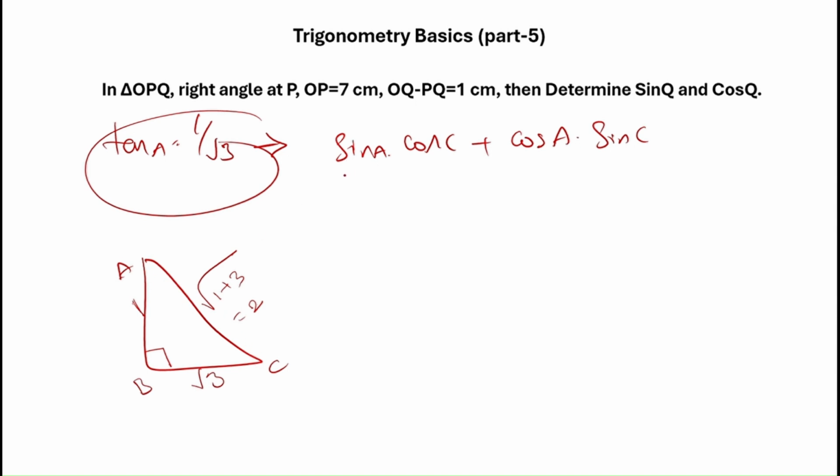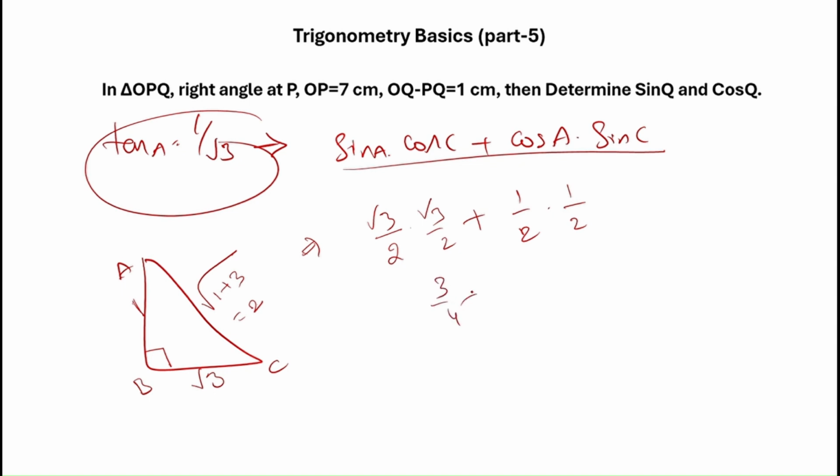Now all the three sides are known, so you can find out sin A, cos A, sin C, cos C. So sin A will be root 3 by 2 and cos C will be root 3 by 2. Similarly cos A will be 1 by 2 and sin C will be 1 by 2. So simply opposite side by hypotenuse you can write, and adjacent side by hypotenuse you can write with respect to the reference angle. Now substitute in the formula, then we are getting 3 by 4 plus 1 by 4, which is 4 by 4, which is 1.